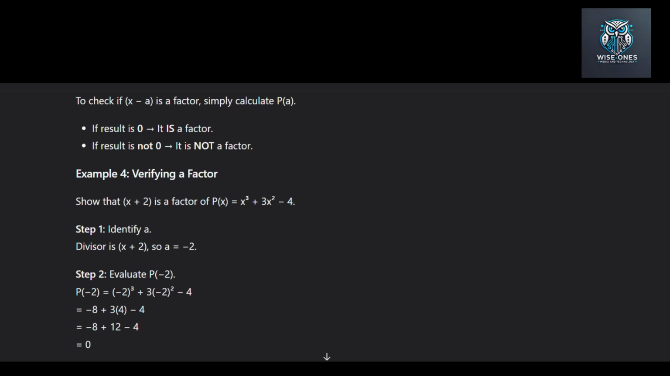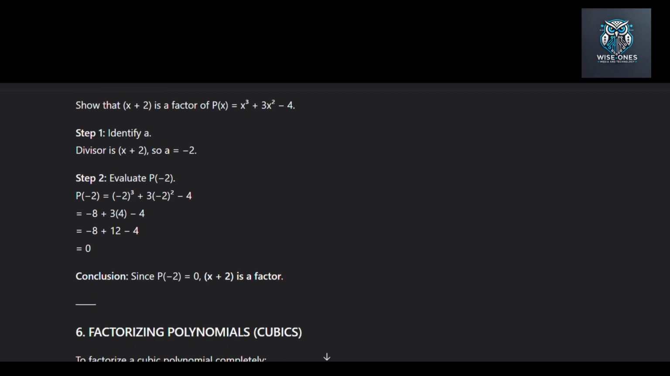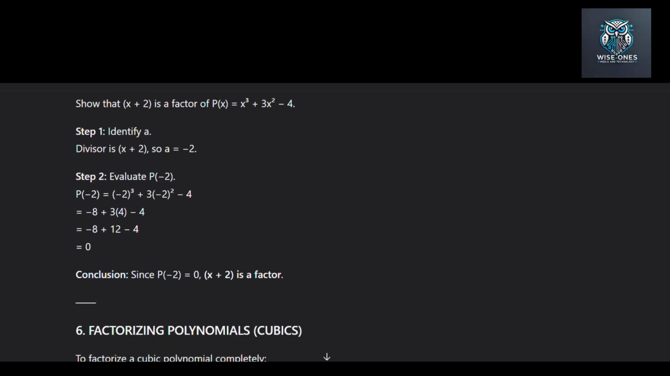Verifying a factor. Show that (x plus 2) is a factor of P of x equals x cubed plus 3x squared minus 4. Step 1. Identify a. The divisor is x plus 2. This is x minus negative 2. So a equals negative 2. Step 2. Evaluate P of negative 2. Replace x with negative 2.